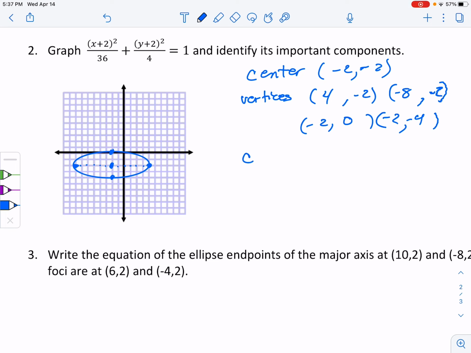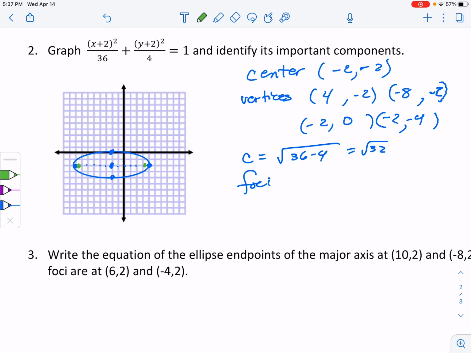Vertices, C, the foci I mean, C is equal to the square root of 36 minus 4, which is the square root of 32. Well, that's not a pretty number, but we leave it that way because it's exact. So how do I find the foci? Well, the foci, remember, are on the major axis. The square root of 32: 4 squared is 16, 5 squared is 25, 6 squared is 36. So it's somewhere between 5 and 6, so it's out here. All right?